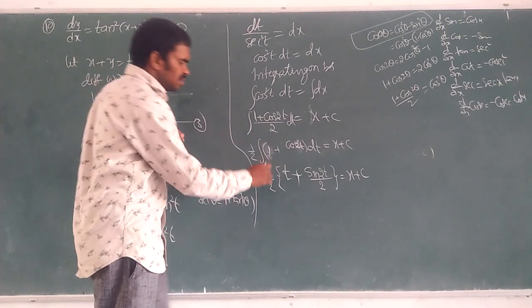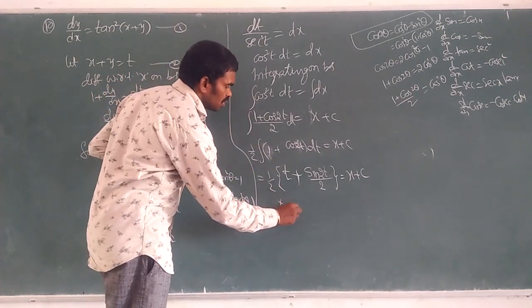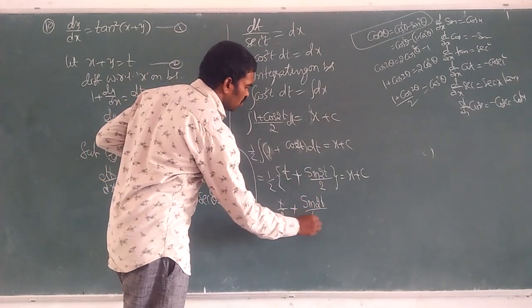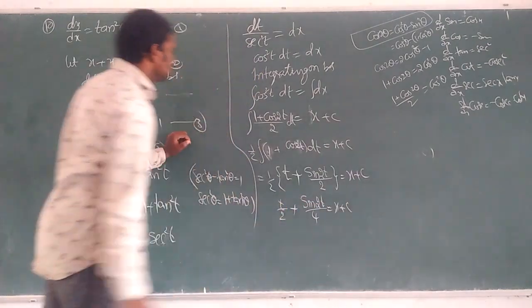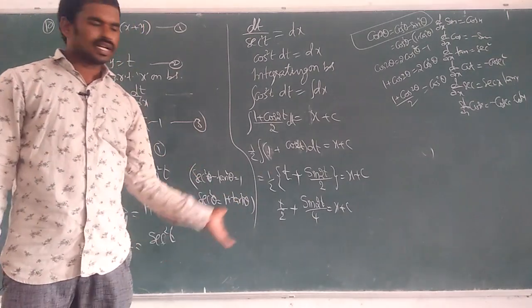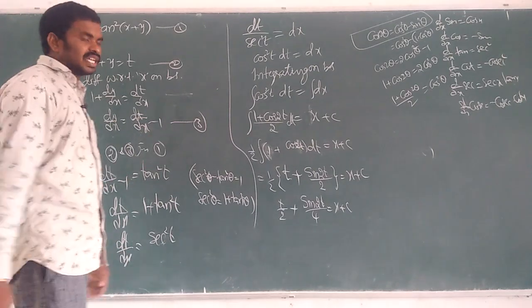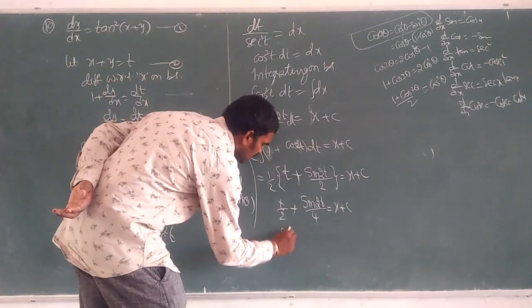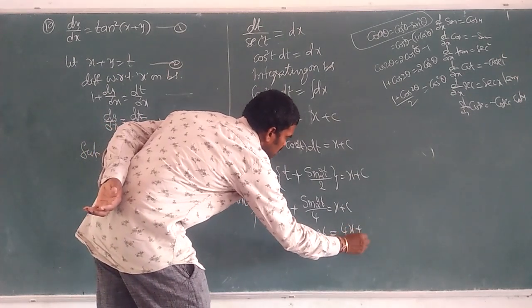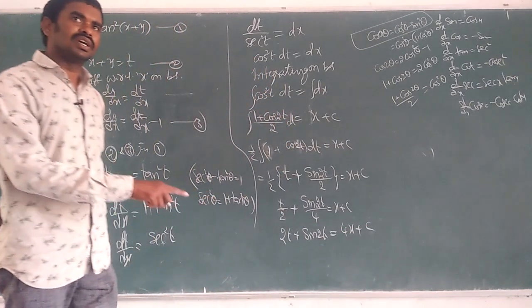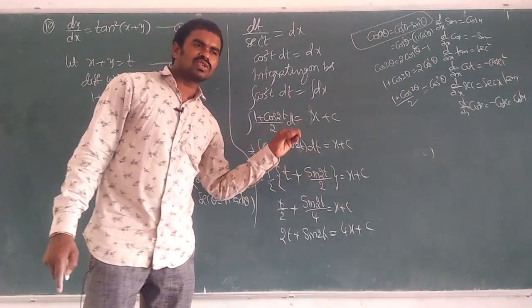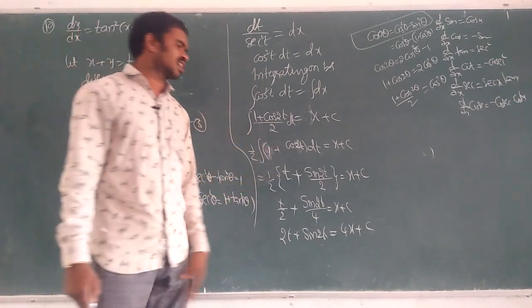This is the answer. By simplifying this, 1/2 times t is t/2, plus 2 into 2 is 4, sin 2t/4 = x + c. And t means x + y. Substitute that. And the 2 and 4 terms are there, so taking the LCM, we get (2t + sin 2t)/4 = x + c. Multiplying by 4, it becomes 4x + 4c, but instead of 4c we can write only c, because 4c is a constant and c is also a constant.